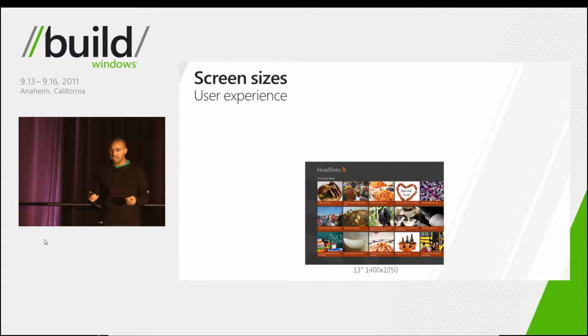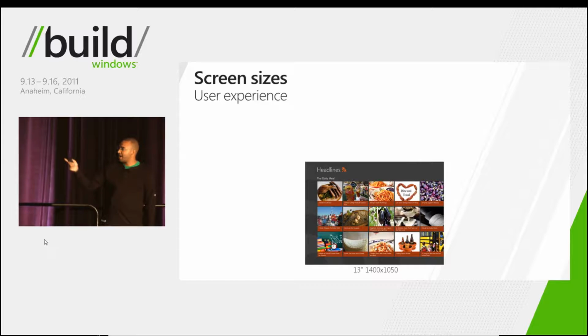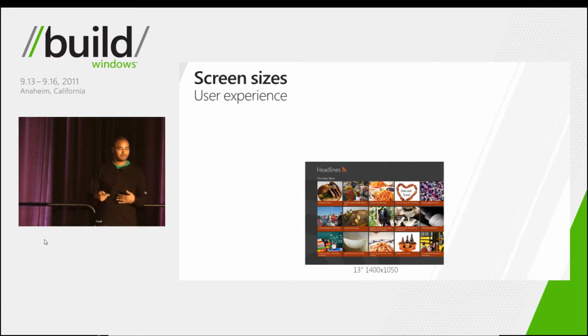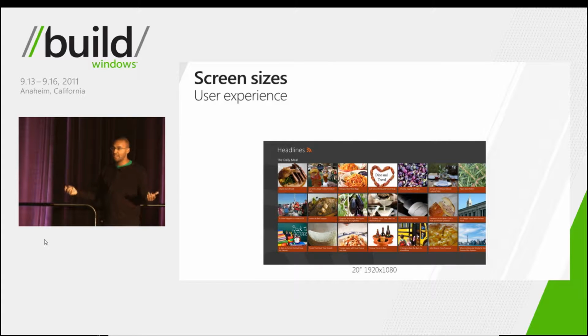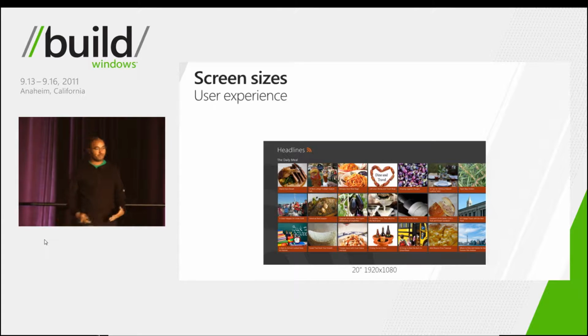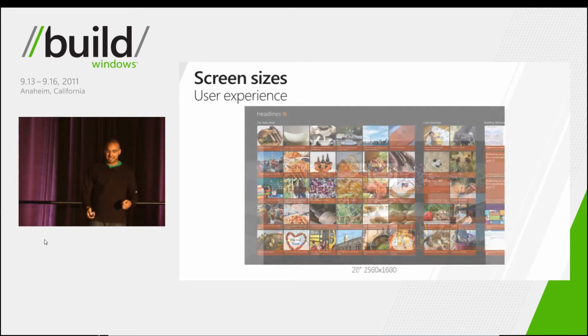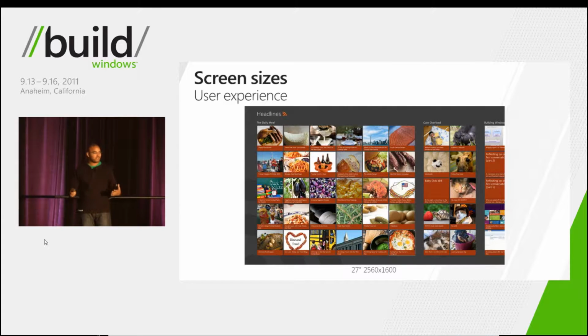And as the screen size increases, applications continue to make use of the space. Like in this news app on the laptop, I have 3 rows of news instead of 2 rows on a tablet. Or on a desktop, I still have 3 rows, but I can still see more news because it's a bigger monitor, like this 1920 by 1080 20-inch monitor. All the way up to a 27-inch 2560 by 1600 monitor. And these monitors exist. There's even like a 30-inch one.